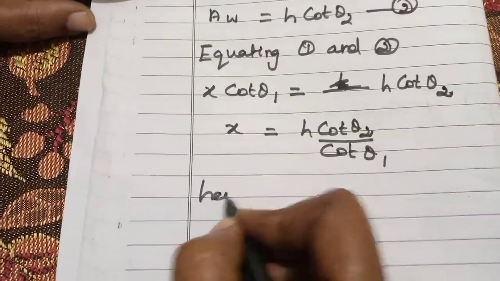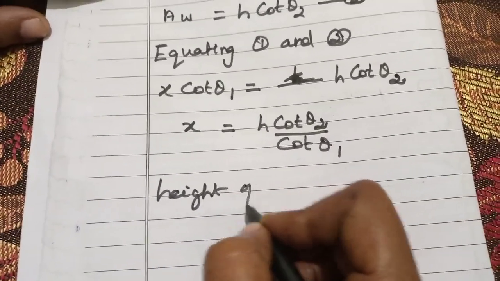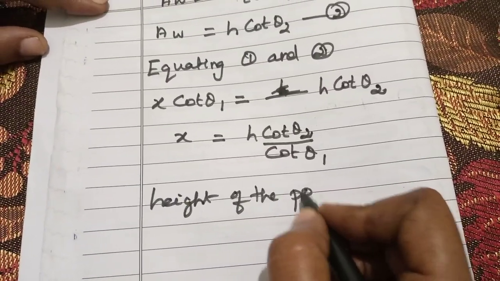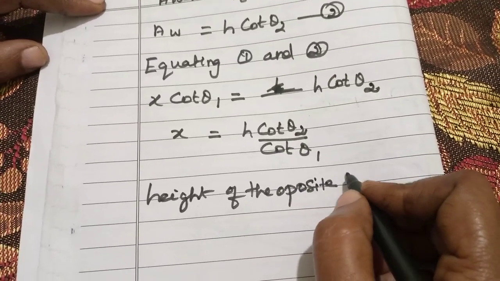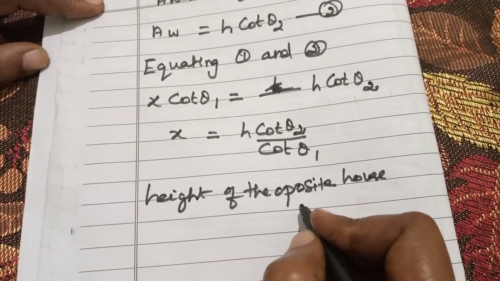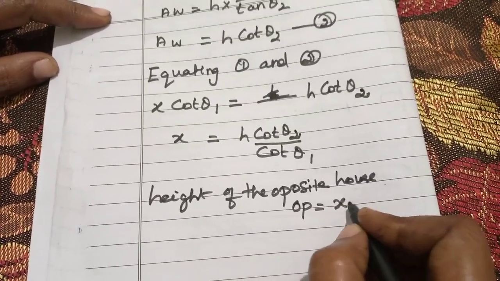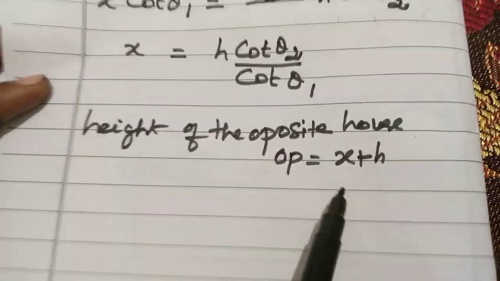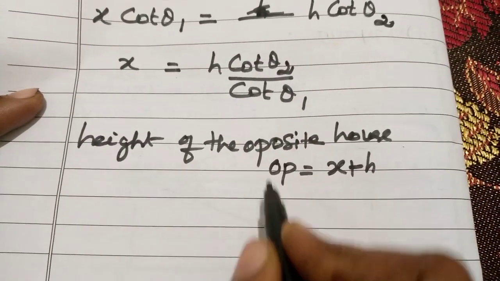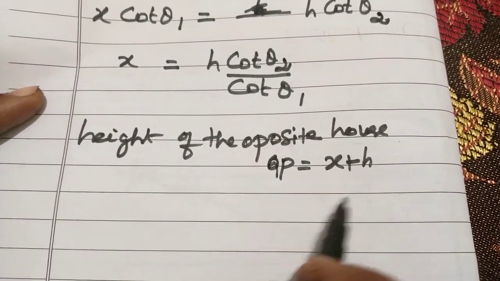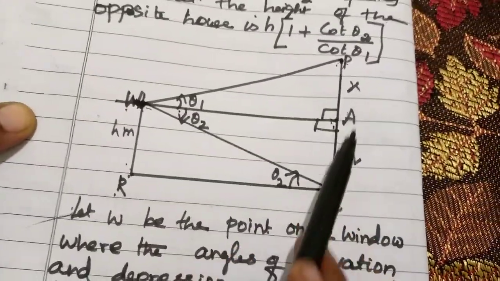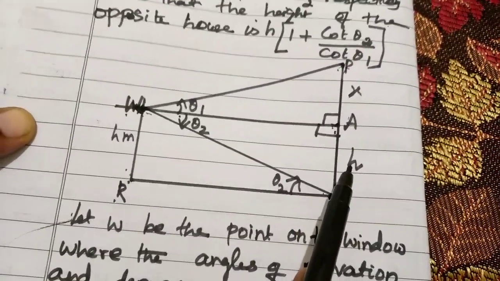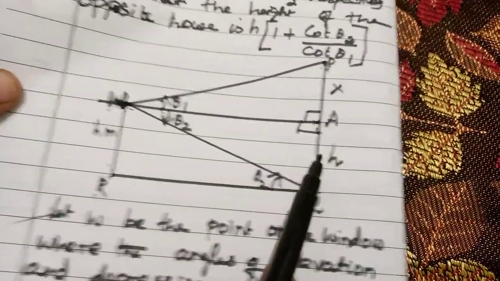From the diagram, height of the opposite house, we named QP. QP is equal to, total height is X plus height. Height of the opposite house QP equals X plus height. See this diagram. QP is equal to X plus height. X value is height cot theta 2 by cot theta 1.